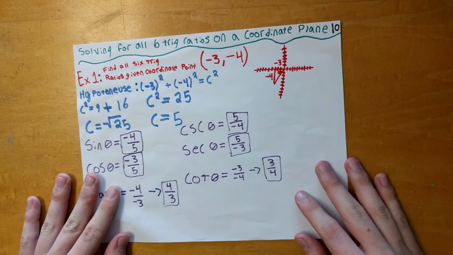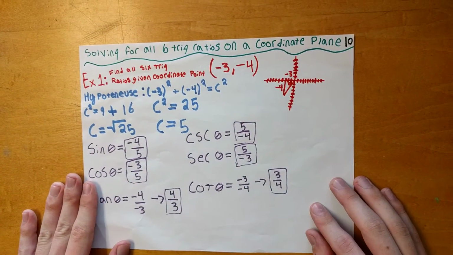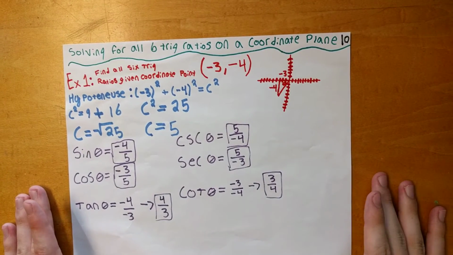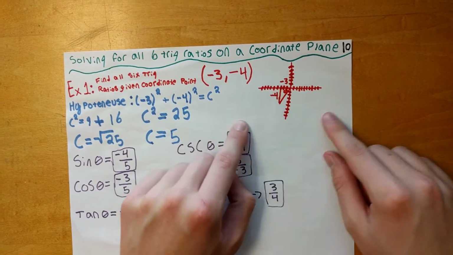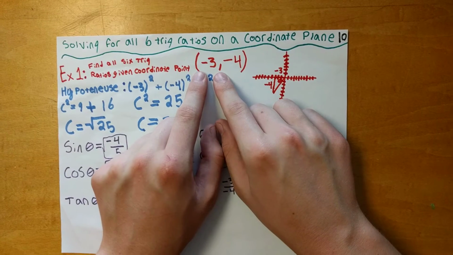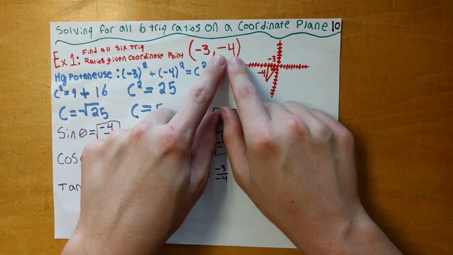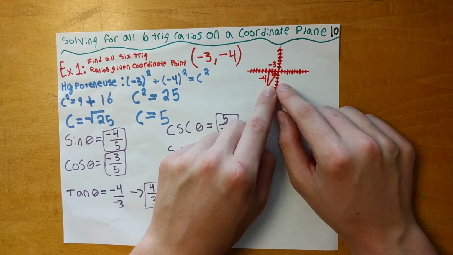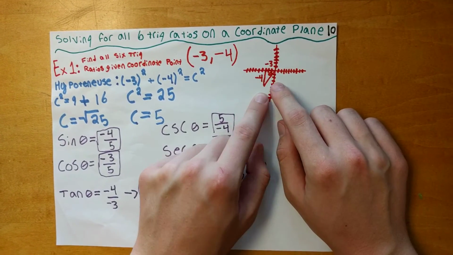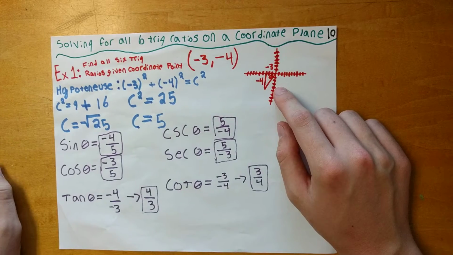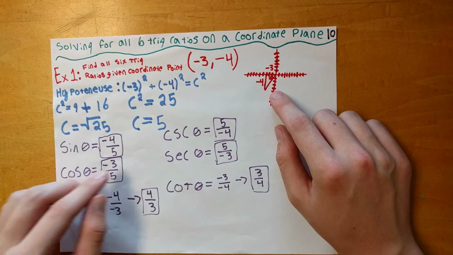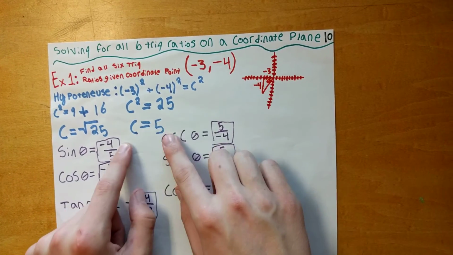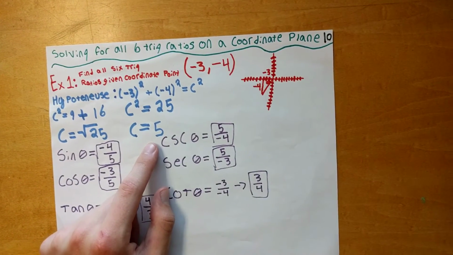When we're solving for the 6 trig ratios on a coordinate plane, you're going to do basically the same type of thing that we just did, except you need to find it by using a coordinate plane when it gives you the points. So it gave us the point of -3 and -4. So you're going to put that in on a graph, and then you need to do the Pythagorean theorem to find the hypotenuse. So in this case, we figured out that the hypotenuse would be 5.